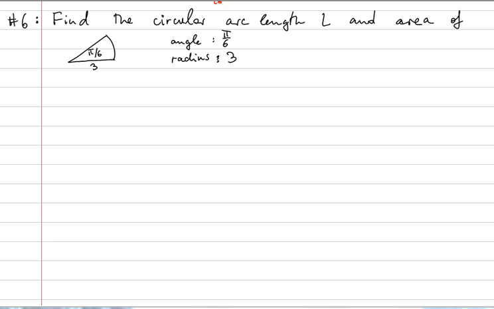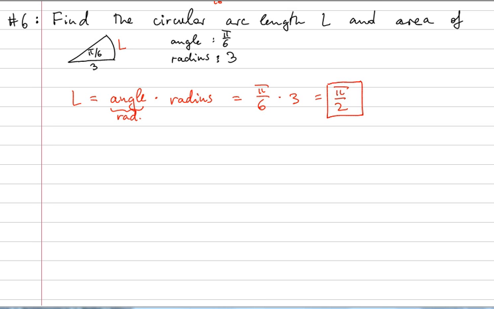Okay, for this problem we just need to use formulae. So we use the formula for the length of the circumference. Length of the circumference is angle times radius, where angle has to be in radians. So this is just going to be pi over 6 times 3. So 3 pi over 6, which is pi over 2.